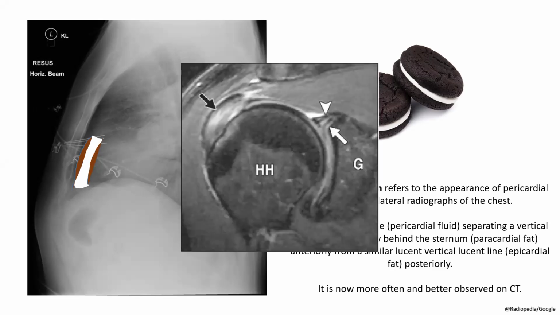Oreo cookie sign has also been described in superior labral tear or SLAP lesions.